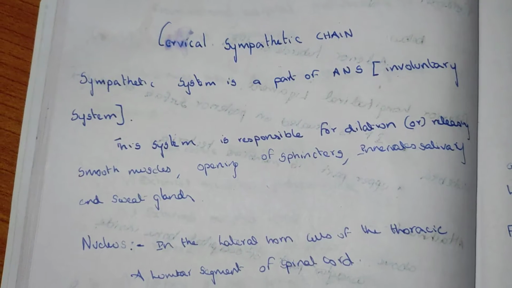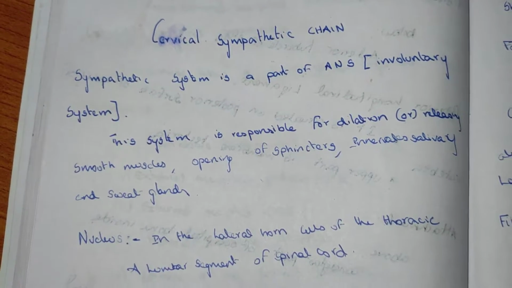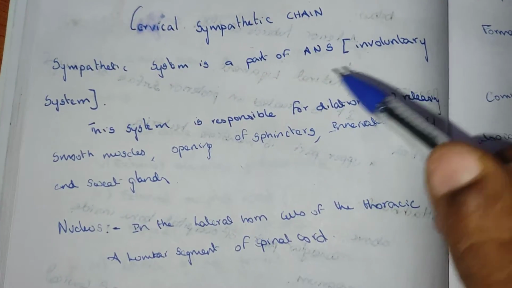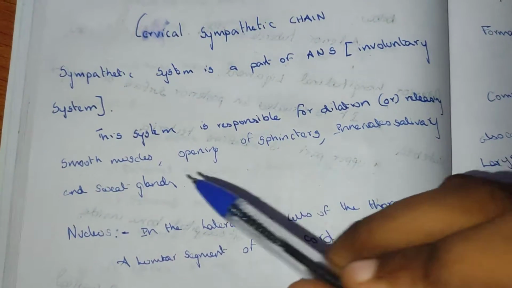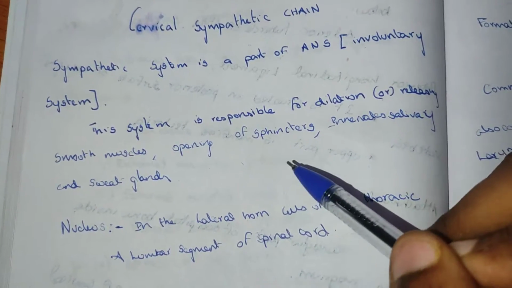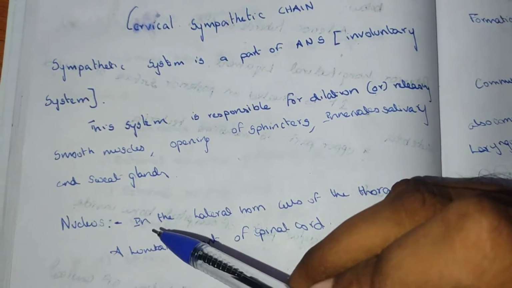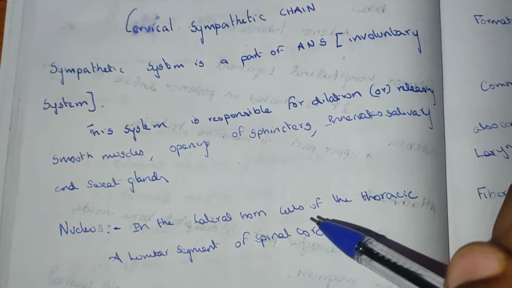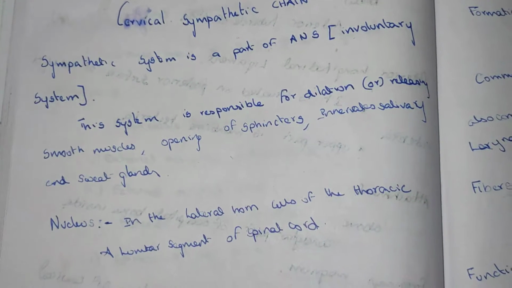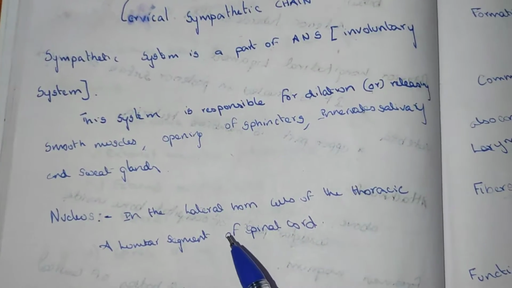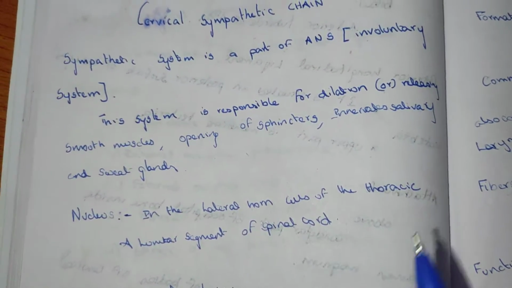In this video, we are going to see about the cervical sympathetic chain. This sympathetic system is a part of the ANS, which is an involuntary system, and this system is responsible for dilation and releasing the smooth muscle, like opening of sphincter, and innervates the salivary and sweat glands. The nuclei are present in the lateral horn cells of the thoracic and lumbar segments of the spinal cord.